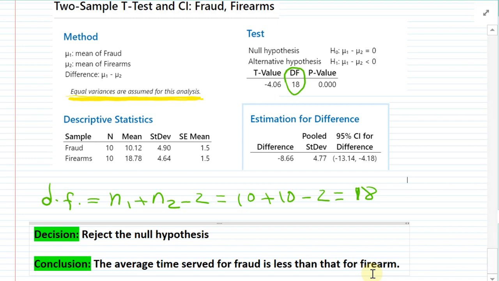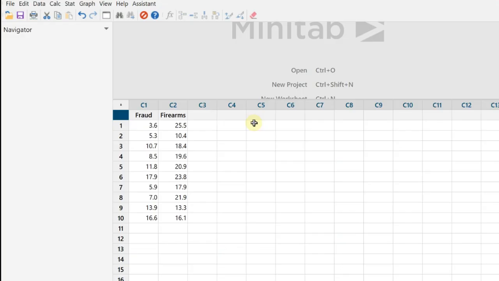Okay, and now let's go to Minitab and take a look at this. So now we are in Minitab. Let's see how we're going to do this. I actually typed in the data here, but remember, you can type this up in Excel. If you already have your data in Excel, you can import it into Minitab or just copy and paste it.